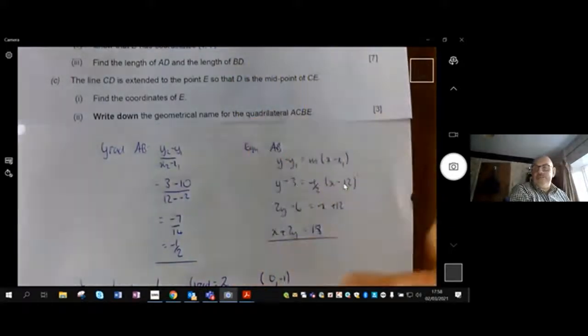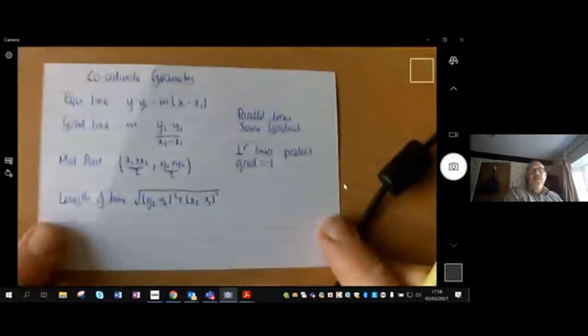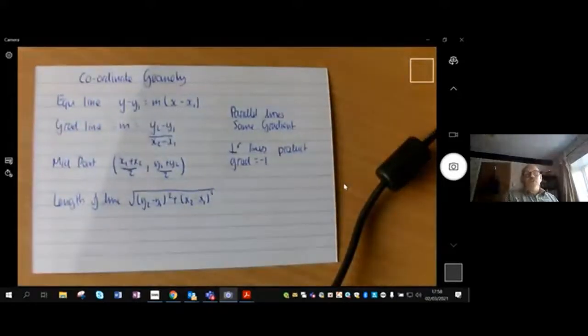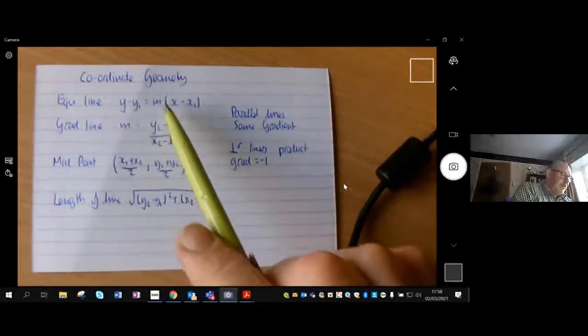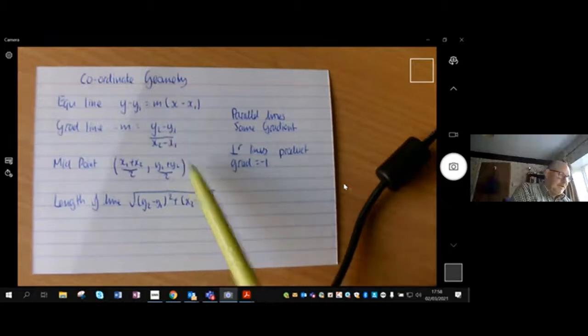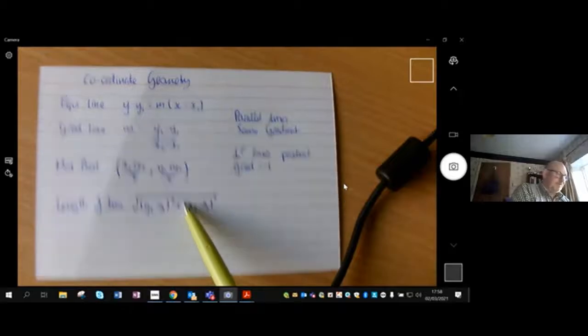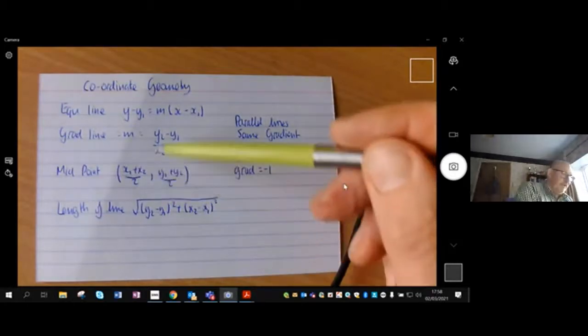Oh, so I want to show you this before you disappear. For revision, I use these index cards. You can buy them from WH Smith's. They're not a lot. And I want everything I need to know about coordinate geometry on this piece of card. And you'll notice the equation of a line, the gradient, the bit about parallel and perpendicular lines, the midpoint, the length of a line. If you know all that, you know everything you need to know about coordinate geometry. So everything we've done in this exam question, we can find on this card.